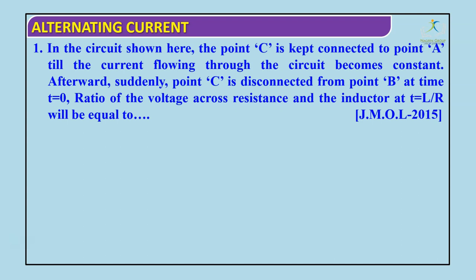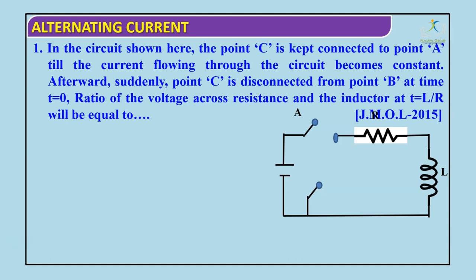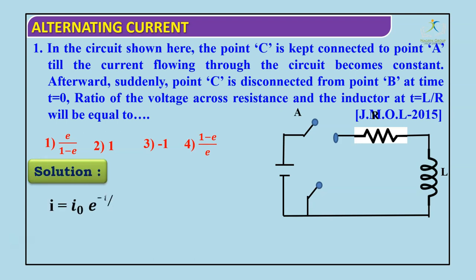The ratio of the voltage across the resistance and the inductor at t equals L by R will be equal to... This is the diagram where R is the resistance. These are the options. So the correct answer for this question is option 3. So let us see the solution of this question.